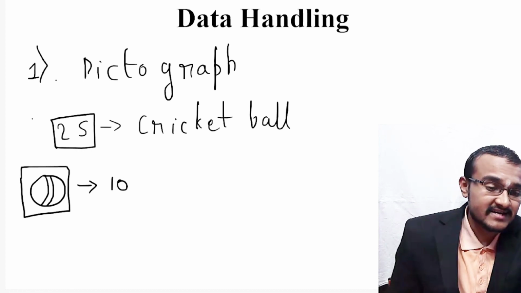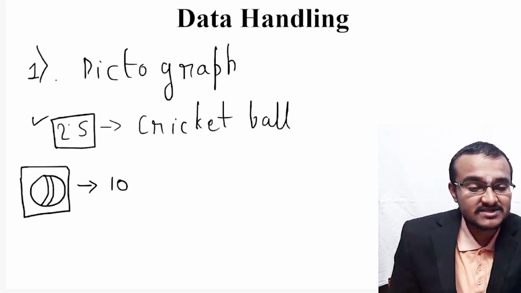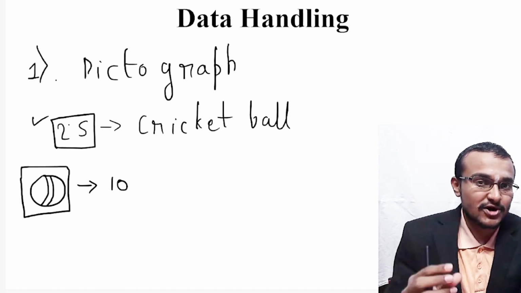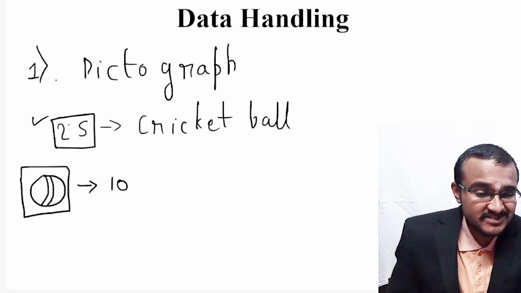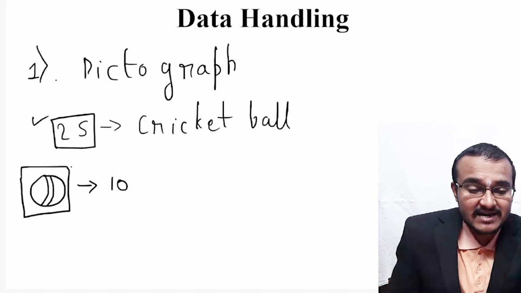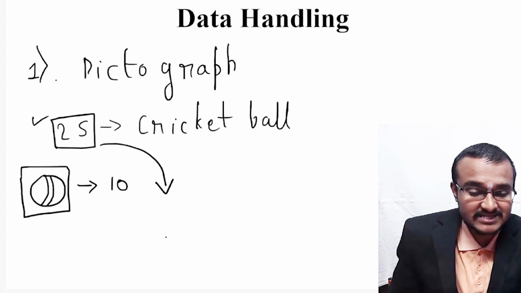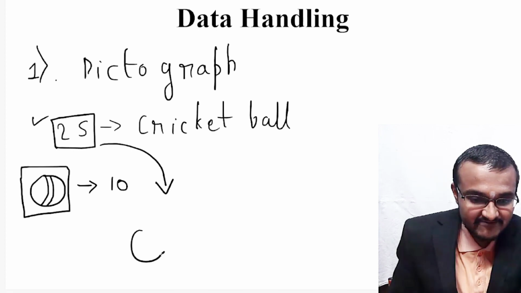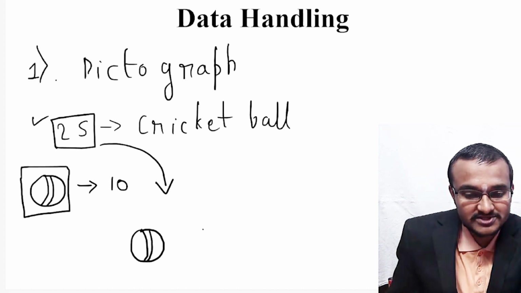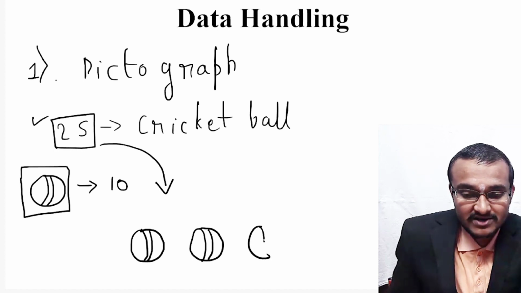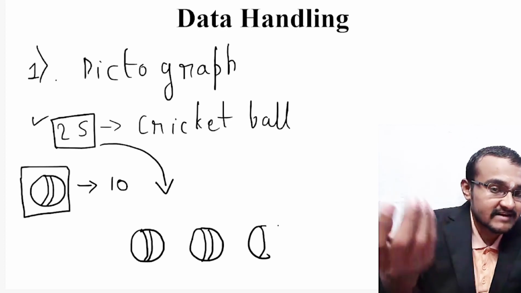Here the data given is 25. That means you should draw 2.5 pictures of this particular ball so that it will account for 25. So let's say this 25 I can express in the form of a pictorial graph like this. One particular ball will account for 10 balls. So the other ball will account for another 10 balls, and half the image of a ball will be accounting for, let's say, another 5 balls.